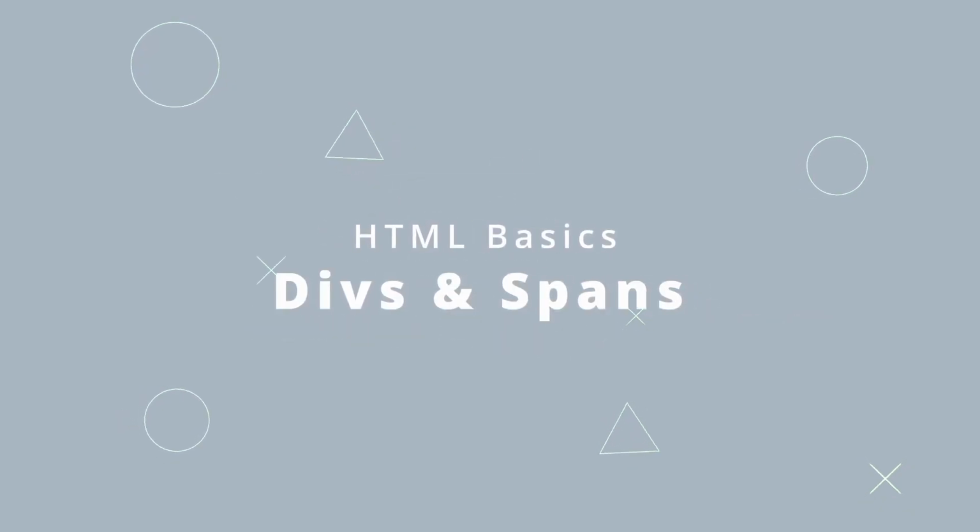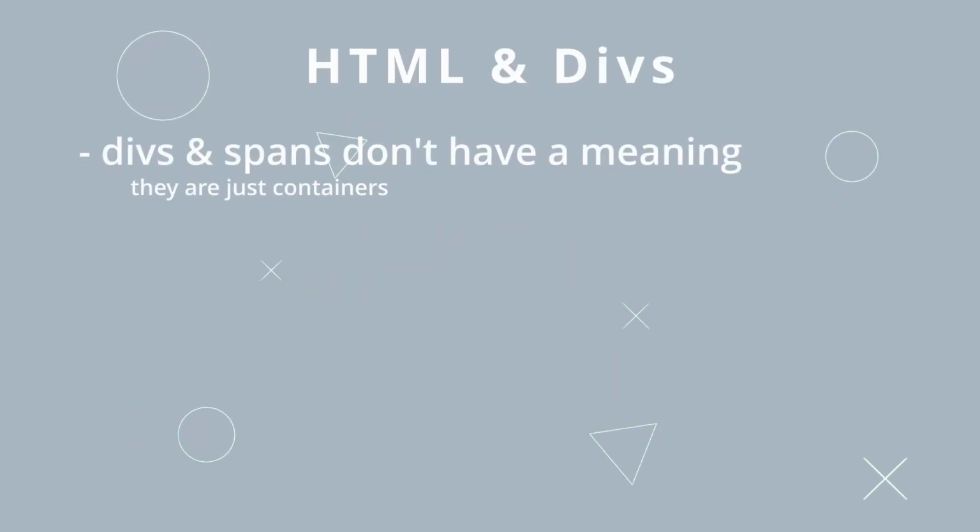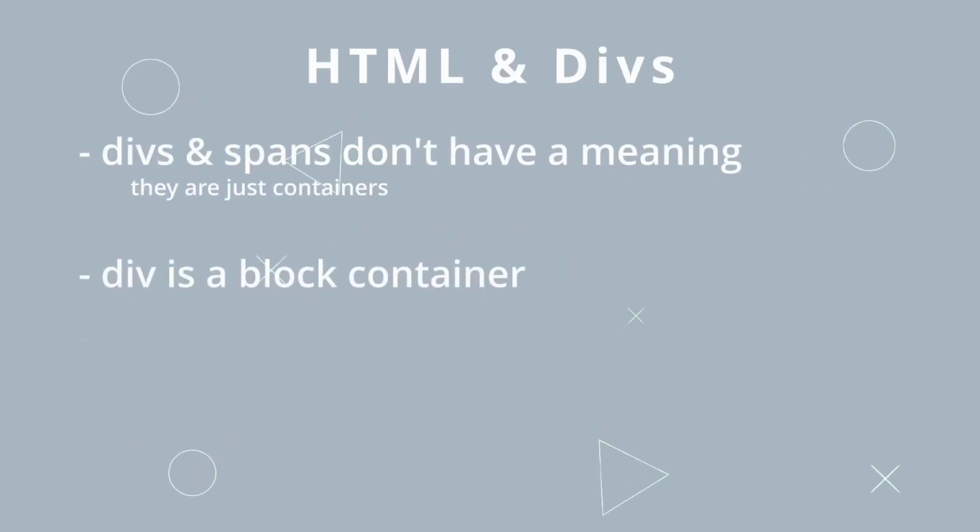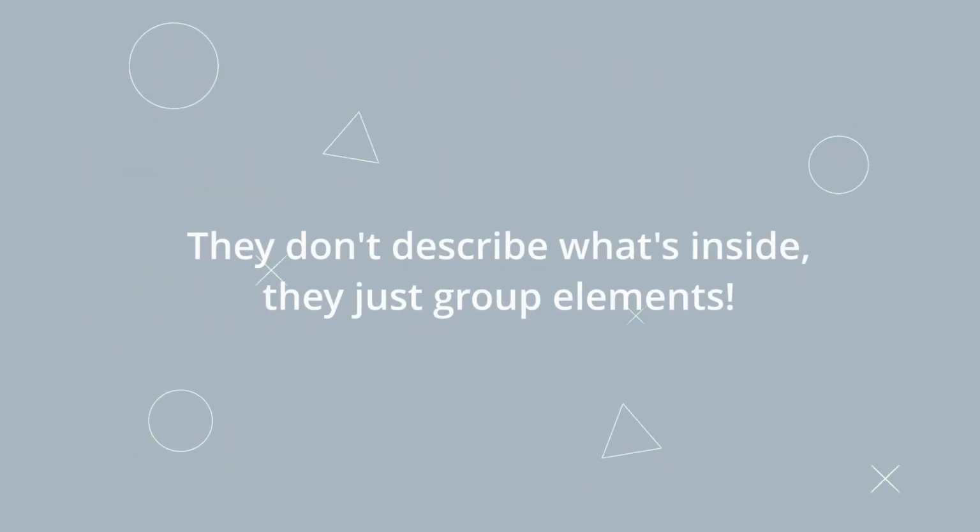Today we learn about divs and spans in HTML. Not every element in HTML has a meaning. Some are just containers. For example, div is a block level container and span is an inline container. They basically don't describe what's inside, they just group elements.